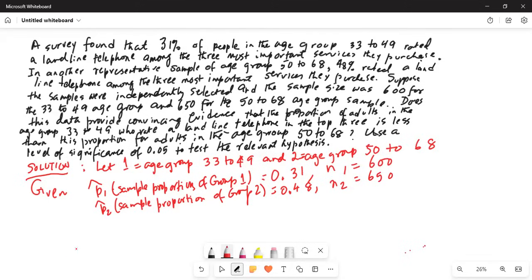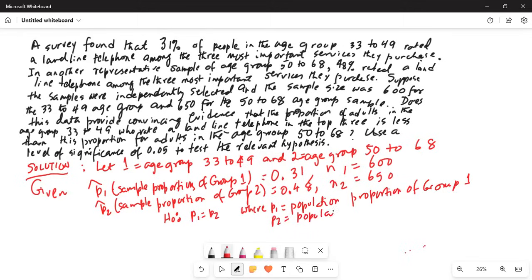So our null hypothesis is H sub 0 colon P1 equal to P2, where P1 is the population proportion of group 1, and P2 is equal to the population proportion of group 2. Okay, so that's our null hypothesis.